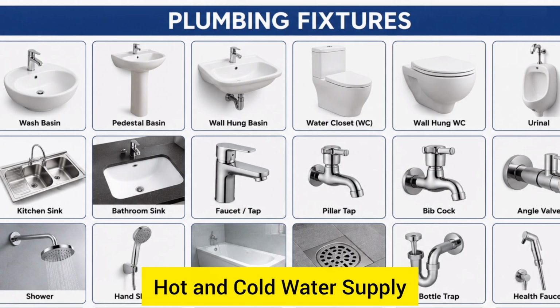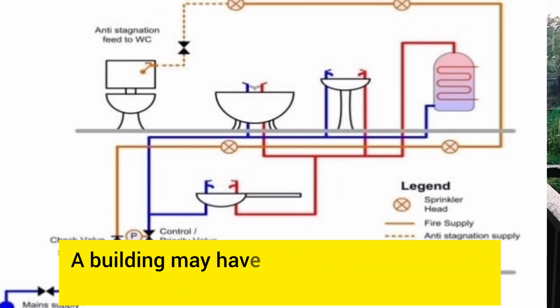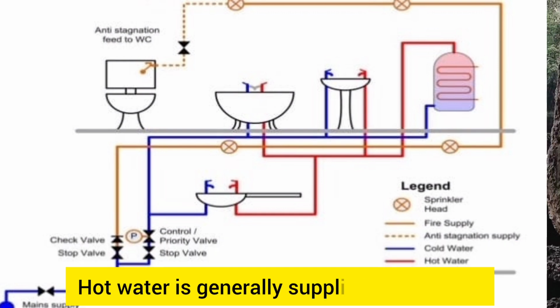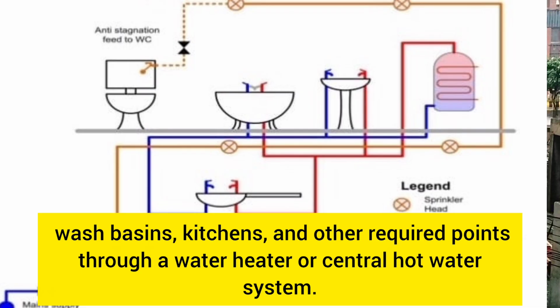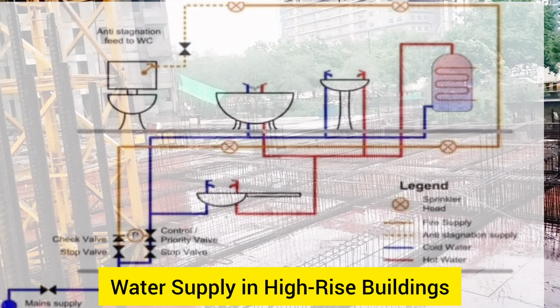Hot and cold water supply. A building may have both cold water and hot water supply systems. Cold water is supplied directly to fixtures such as wash basins and toilets. Hot water is generally supplied to showers, wash basins, kitchens, and other required points through a water heater or central hot water system.